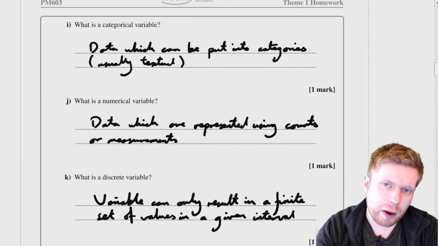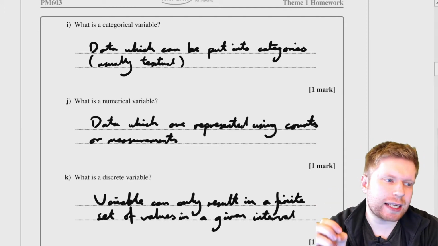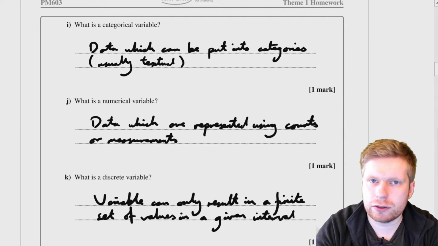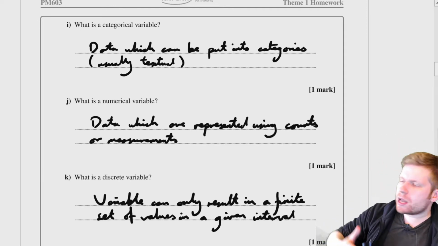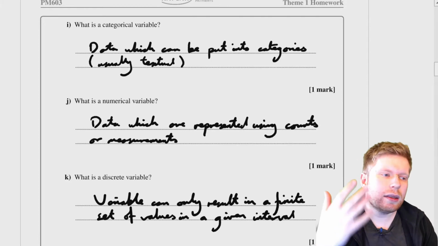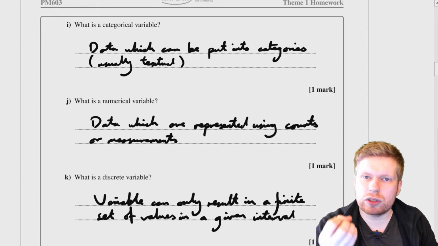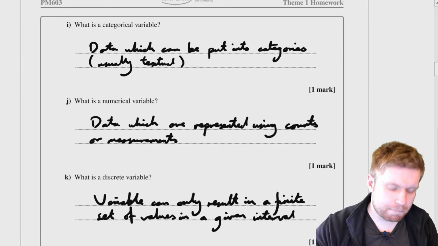Whereas a numerical variable, otherwise known as a quantitative variable, is data which are represented using counts or measurements. So as an example, measuring the heights of people in a class or measuring the weights of a particular type of chocolate bar. These are all examples of numerical variables. They're usually things which result in numbers or quantities.